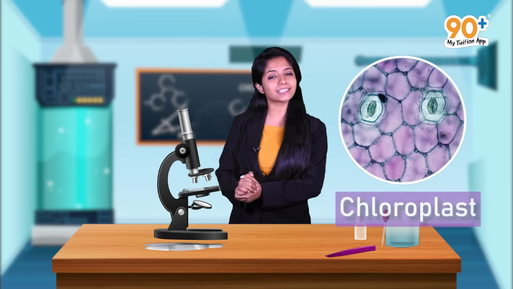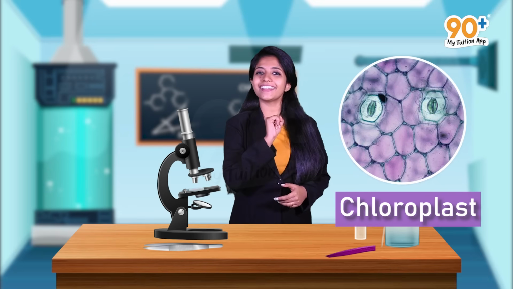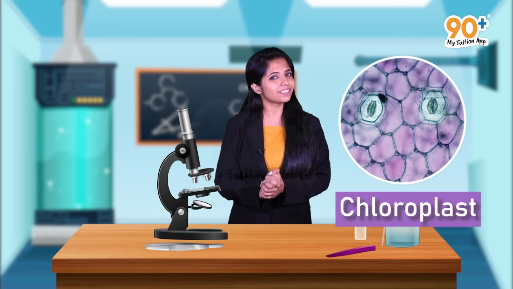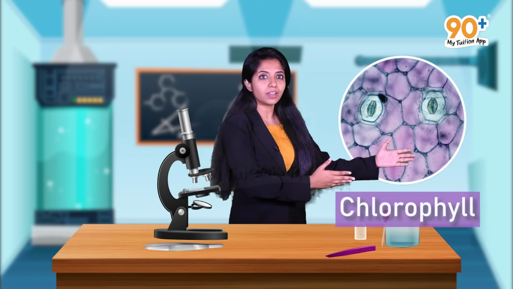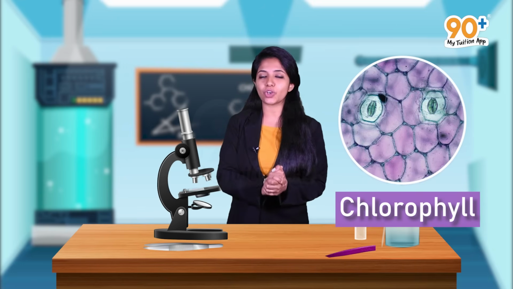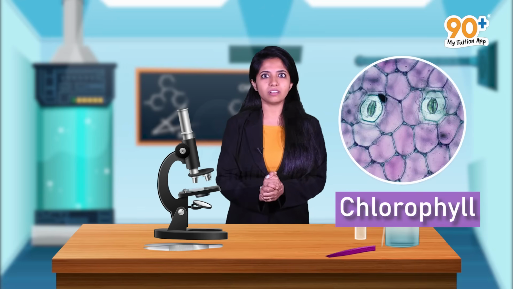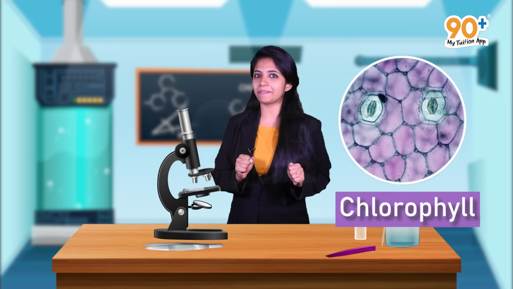Oh, I see so many green granules present here. These green granules are known as chloroplasts. And do you know why they are green? Fine, I'll tell you. They are green because they contain a green pigment known as chlorophyll that helps in the process of photosynthesis. Oops, that's not the topic here, right?